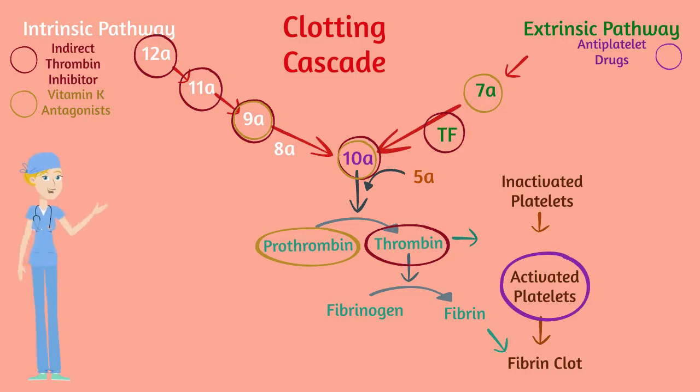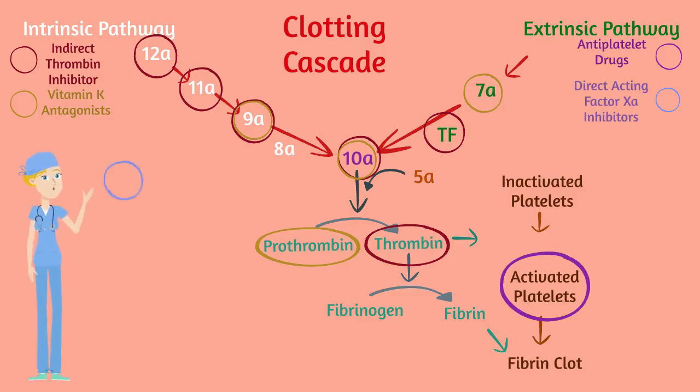The last anticoagulant category I'll review are the direct-acting factor 10A inhibitors. This category was first approved by the FDA and released back in 2011 as an alternative to Coumadin. This category works by inhibiting conversion of factor 10 to factor 10A, blocking formation of thrombin and fibrin.